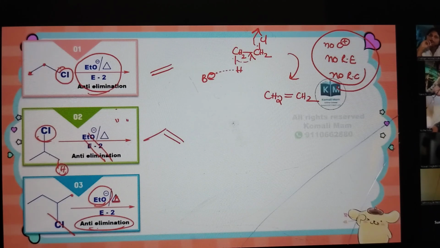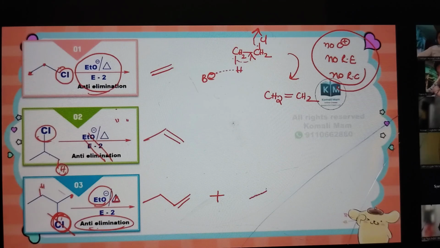So leave and rejoin if you have any problem. See now, ethoxide, when you are heating, what will happen? Anti-elimination reaction takes place, and this chlorine and this hydrogen go out. It results in the formation of one double bond here, or this chlorine and the next hydrogen both go out, resulting in one double bond. So there are 2 products in this case. Ma'am, top also 2 products. No, both are same, na? This carbon is connected to the same kind of hydrogens, so no problem.